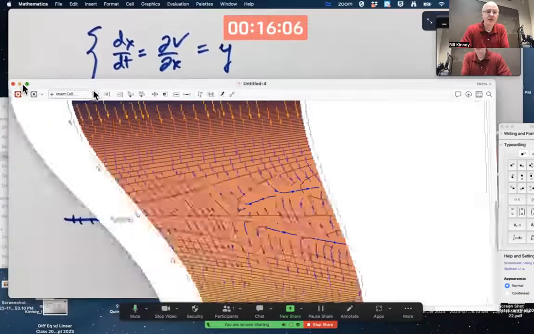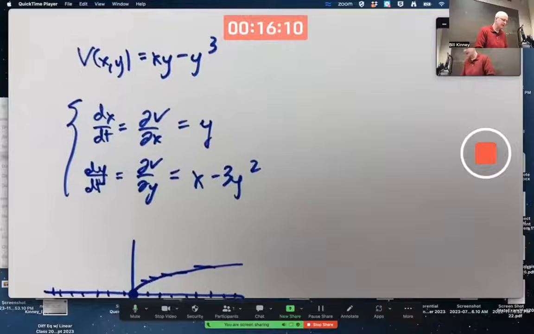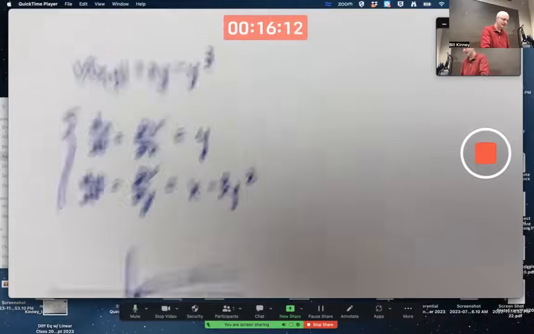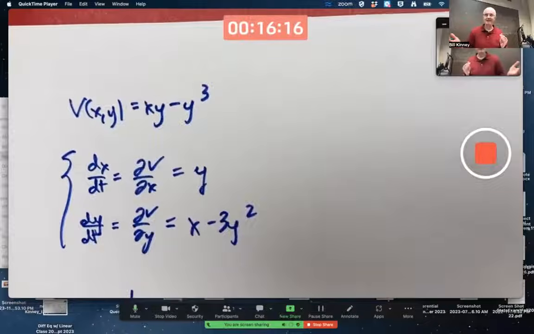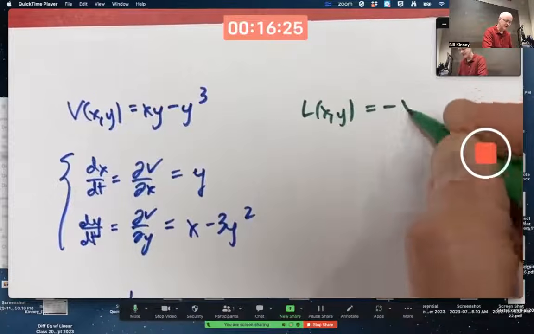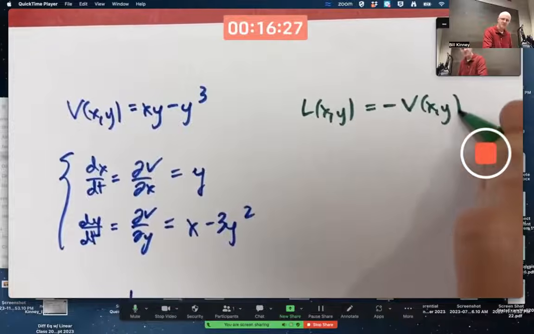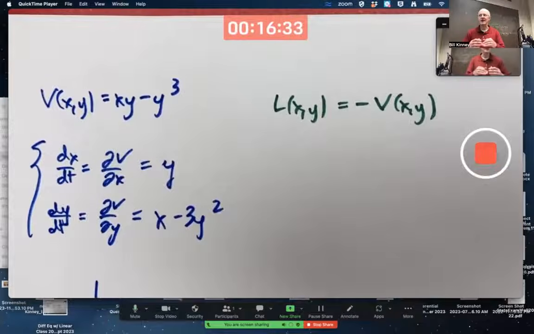What's a Lyapunov function for this? Gradient systems always have Lyapunov functions, though Lyapunov functions are more general than that. They apply to non-gradient systems sometimes too. The Lyapunov function is always the opposite of the potential function for a gradient system. Again, the idea of a Lyapunov function applies more broadly.